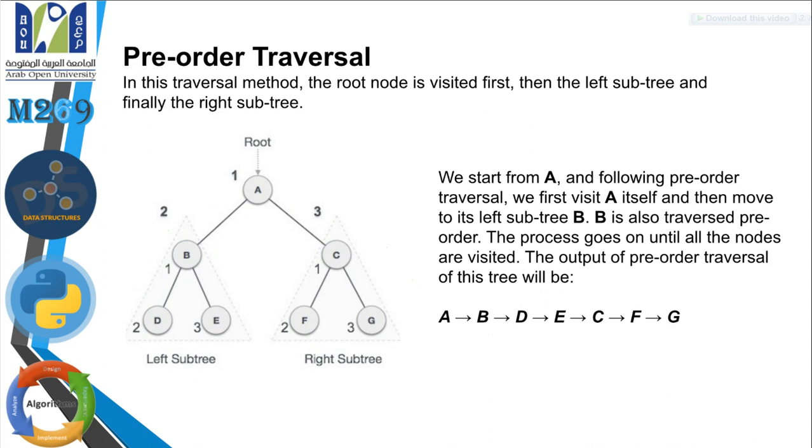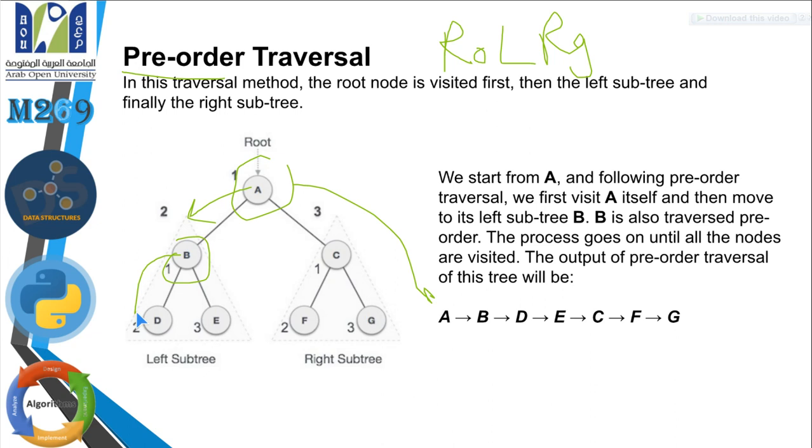Again, it goes first from the root because this is pre-order. So it will be root, left, right. So root is A. Then left. What is the left? This side is the left. And then from the left, we have the root. We start from the root and then go to the left of the root and then the right of the root, and so on.